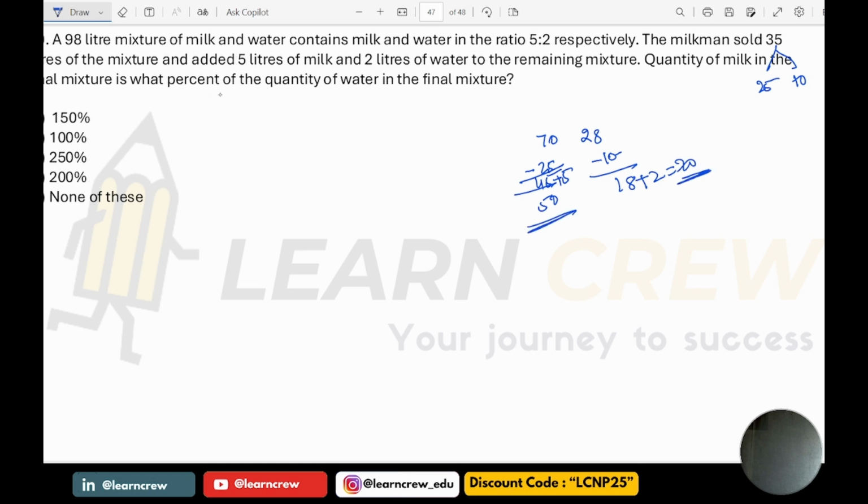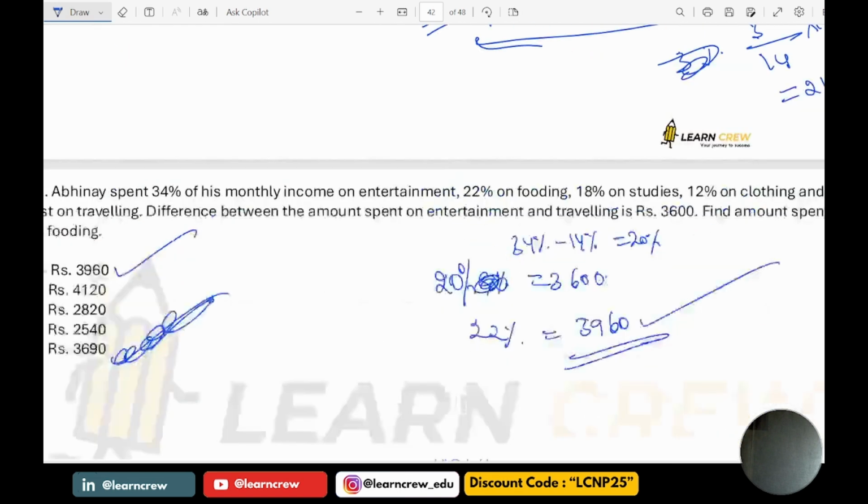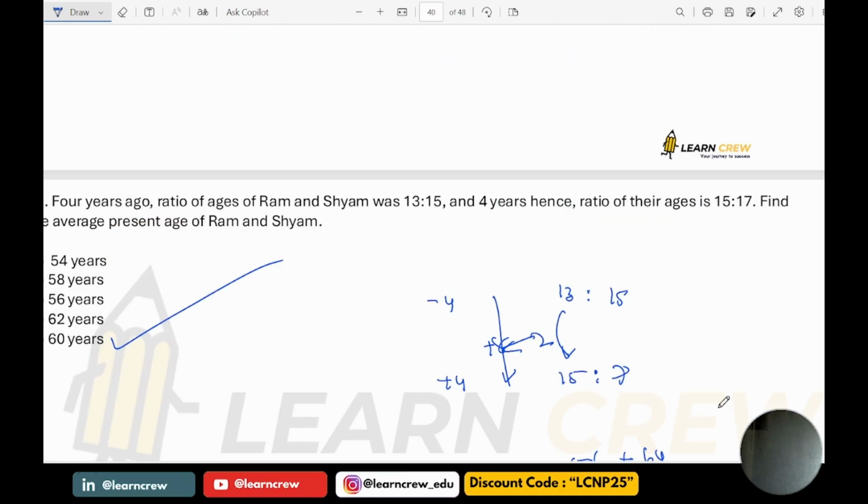Now the question is: the quantity of milk in the final mixture is what percentage of the quantity of water in the final mixture. Water is 20, milk is 50. It is 2.5 times, means 250 percentage. 250 percentage is the answer. So option 3 is the correct answer. So this is the explanation of our first mock test quantitative aptitude section.